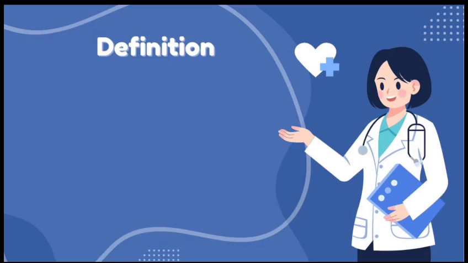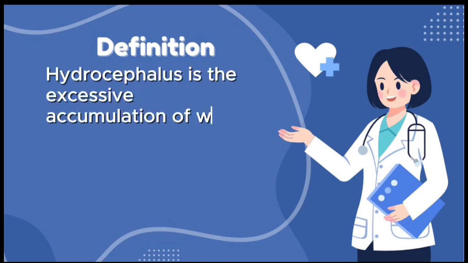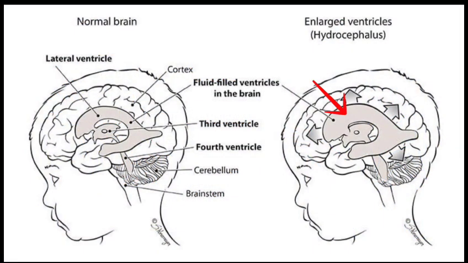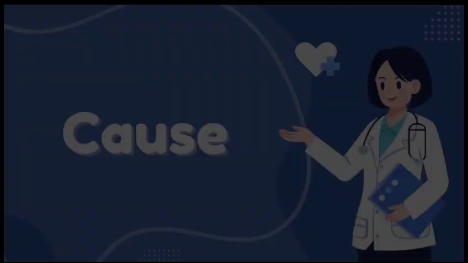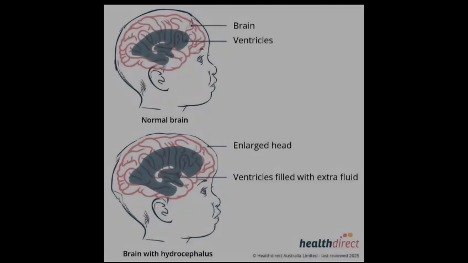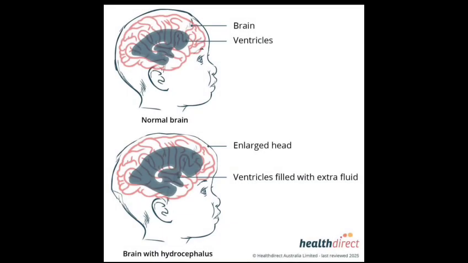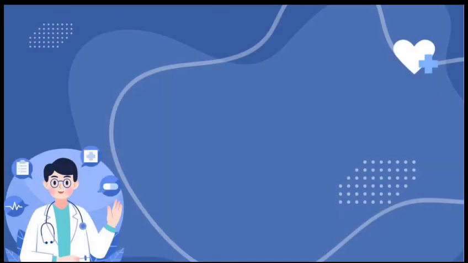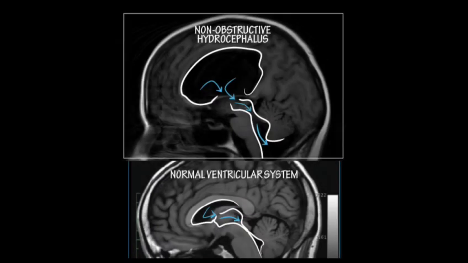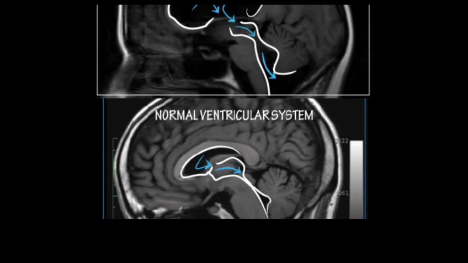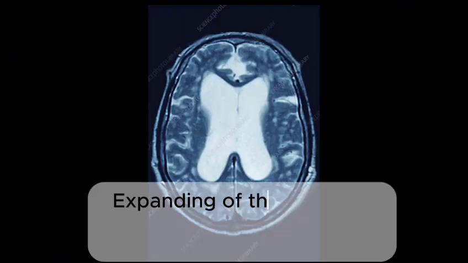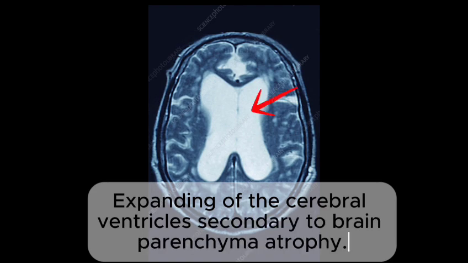Hydrocephalus. 1. Definition. Hydrocephalus is the excessive accumulation of cerebrospinal fluid within the brain ventricles resulting from an imbalance between its production, circulation, and absorption. 2. Causes. Communicating hydrocephalus: the accumulation of cerebrospinal fluid is due to impaired absorption at the arachnoid granulations, while there is no obstruction within the ventricular system. Non-communicating hydrocephalus: an obstruction of cerebrospinal fluid flow within the ventricles. The most common site of obstruction is the cerebral aqueduct of Sylvius. Hydrocephalus ex vacuo: expansion of the cerebral ventricles secondary to brain parenchymal atrophy.